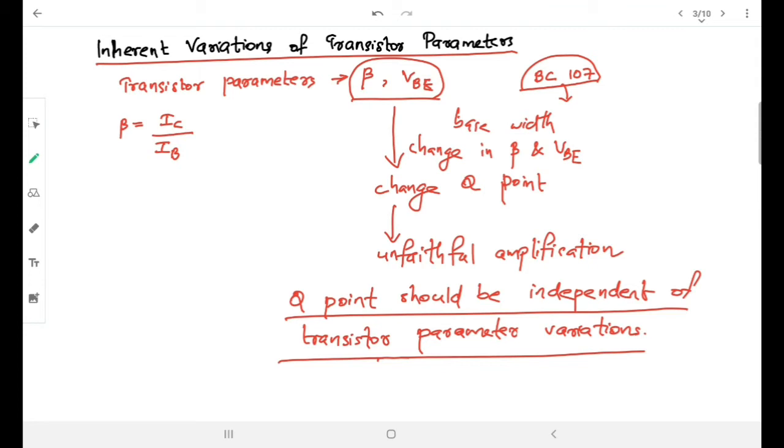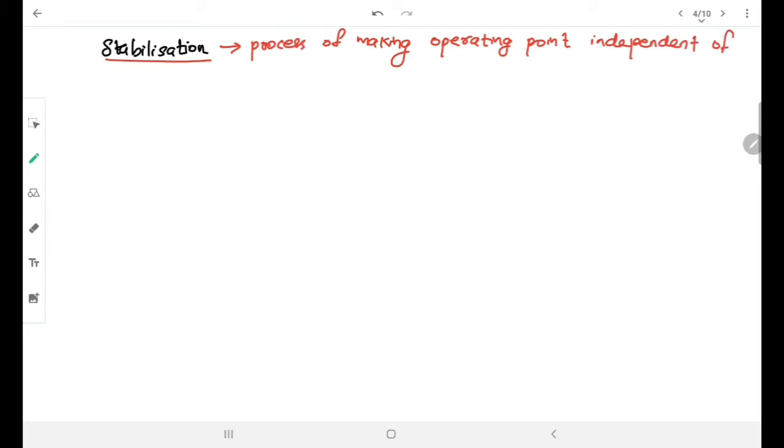So a change in beta and VBE will result in a change in the Q point, which will lead to unfaithful amplification. So we have to make the Q point independent of transistor parameter variations. The process of making the Q point independent of transistor parameter variations is known as stabilization. So stabilization can be defined as the process of making the Q point or operating point independent of two things. So what are the two things affecting the Q point?